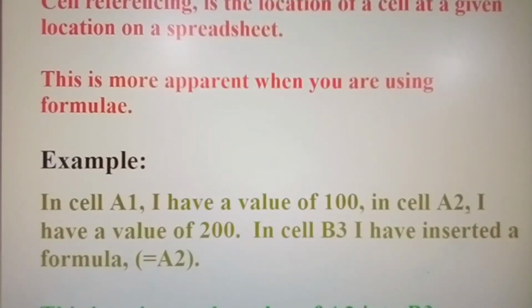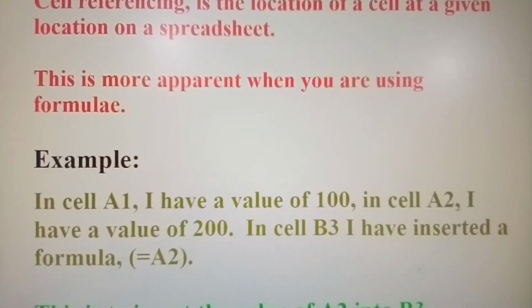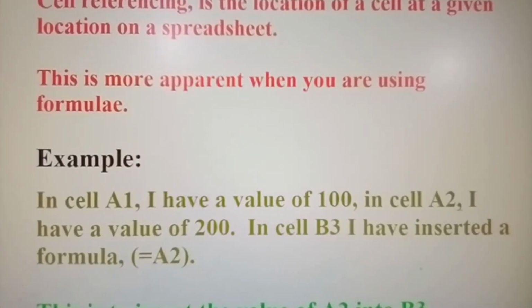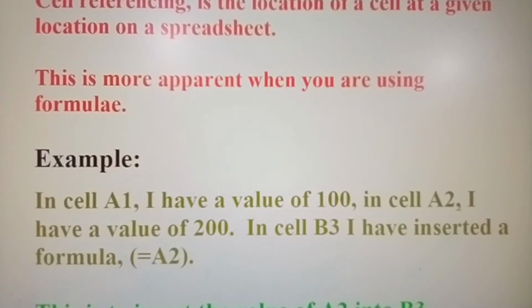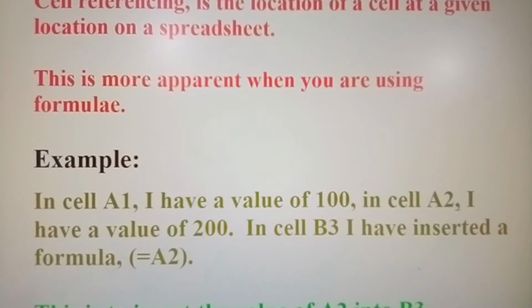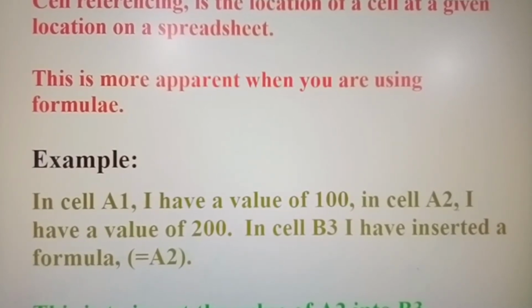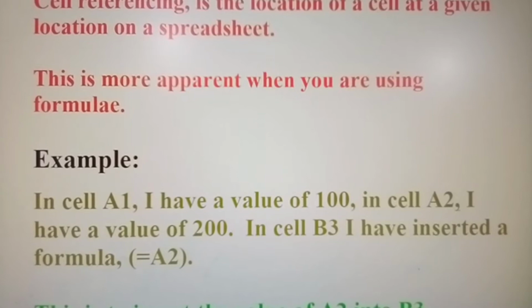So let's look at an example. In cell A1, I have a value of 100. In cell A2, I have a value of 200. In cell B3, I have inserted a formula: open bracket, equals A2, close bracket, full stop. This is to insert the value of A2 into B3.